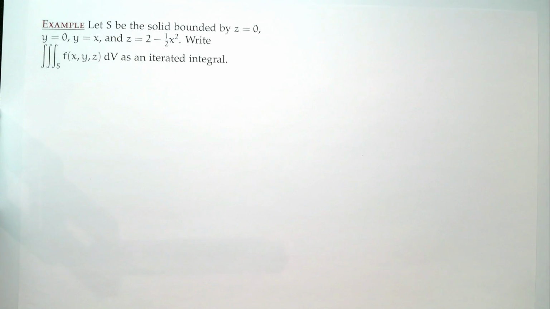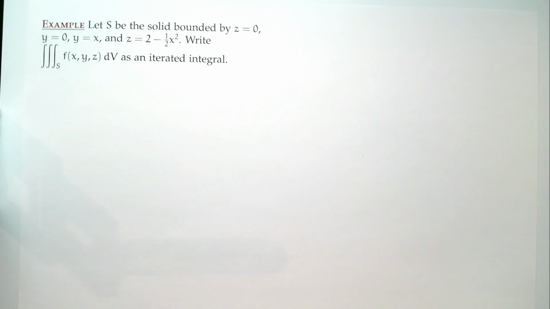All right, so here's our first example for today. Let S be a solid bounded by a couple of things: z equals 0, y equals 0, y equals x, and z equals 2 minus a half x squared. And we're asked to write this integral over our solid, f of x, y, z dV, as an iterated integral. In other words, we're going to have a triple integral and work on our bounds.